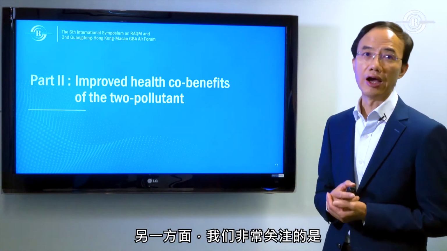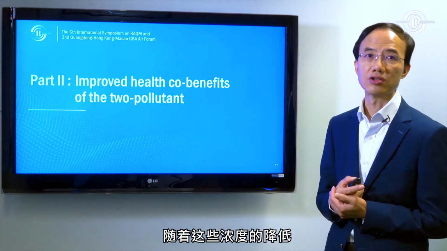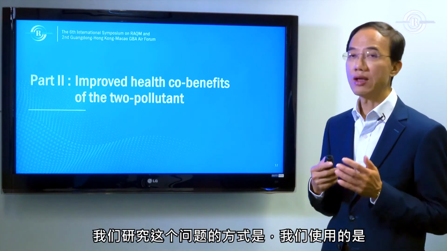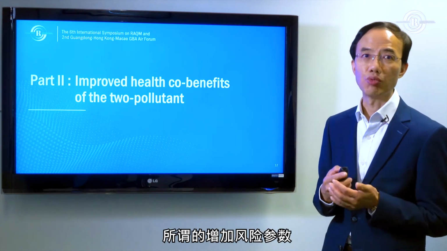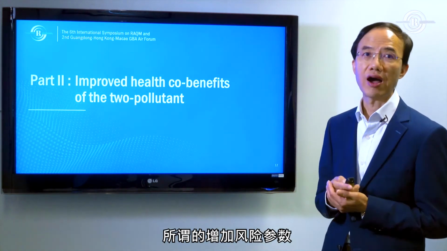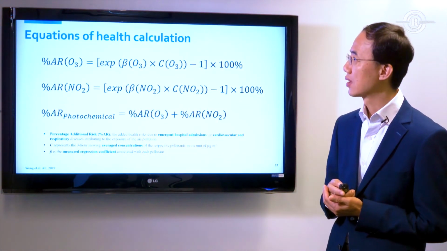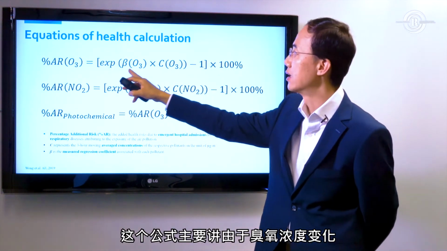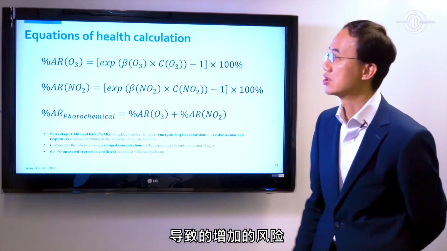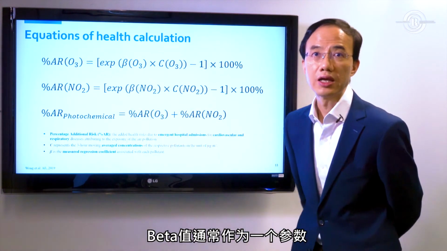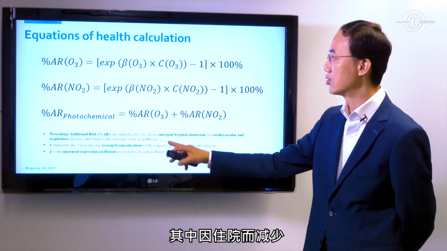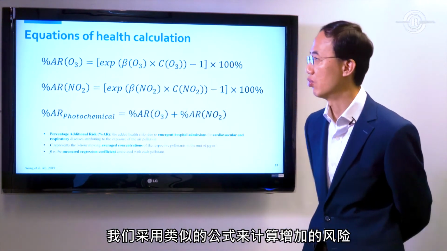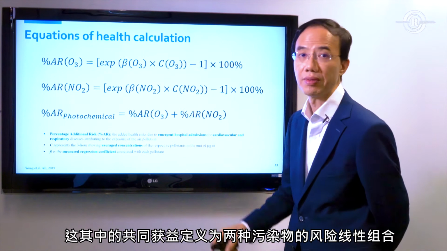Okay, the other thing we would like to look at, of course, with all these concentration reductions, is the health benefit. The way we look at that is we use the so-called added risk parameter to quantify the health benefit. Typically, this is the well-known added risk formula. This tells you the added risk due to the ozone concentration. The beta value is a parameter related to hospital admission. Similarly for NO2, we use a similar formula to calculate the added risk. And the co-benefit is just the linear combination of that.